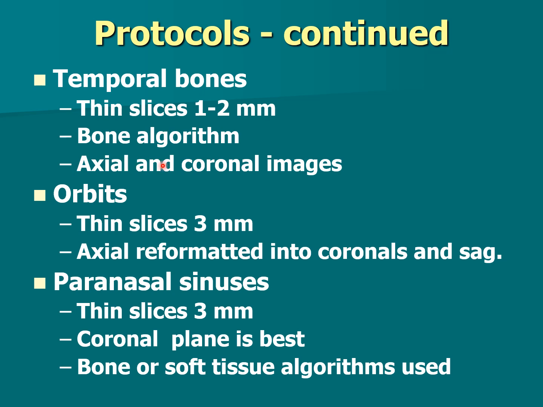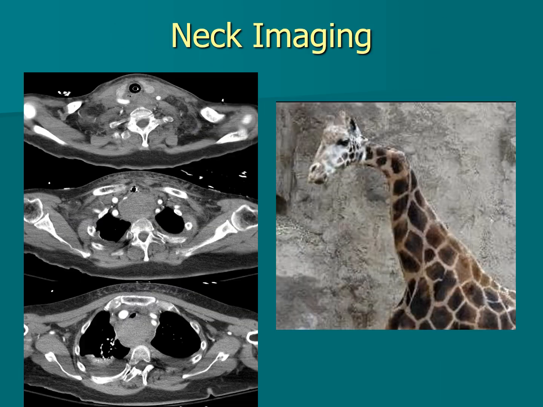We're going to look at axial and coronal images, even though the coronal images are usually more beneficial to us. Orbits, again, thin slices, and we're going to reformat those into coronal and sagittal. Paranasal sinuses are the sinuses, again, thin slices. Coronal plane is best. We saw that. We can see that the easiest. We can use bone or soft tissue algorithm, or we can use both of those.